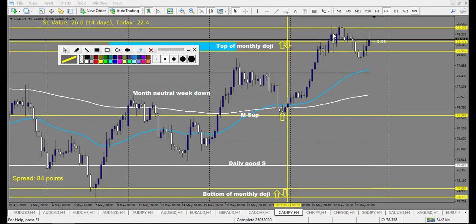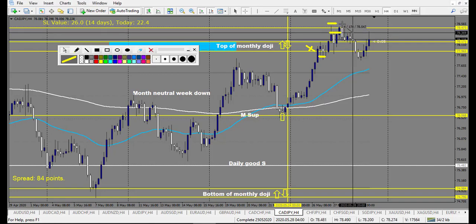CAD JPY. So what do we get? We get a doji broken down. So one losing trade right here. And after we get a pin bar, retracement entry, stop loss right here. And this one, I believe, 20 pip stop loss, made 59. So you might be at break even actually. So I will not count it. I will count one loss only.